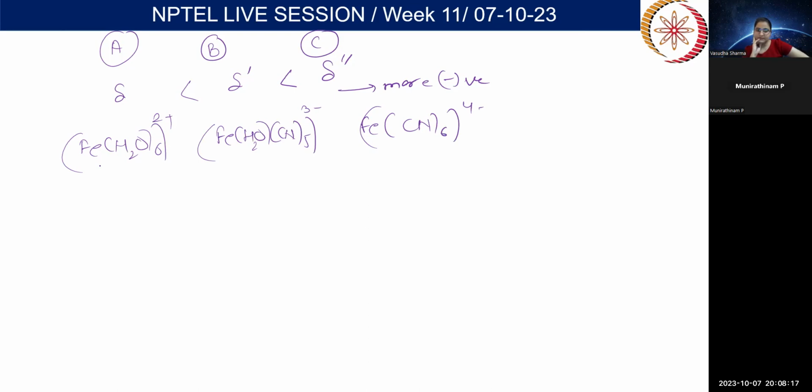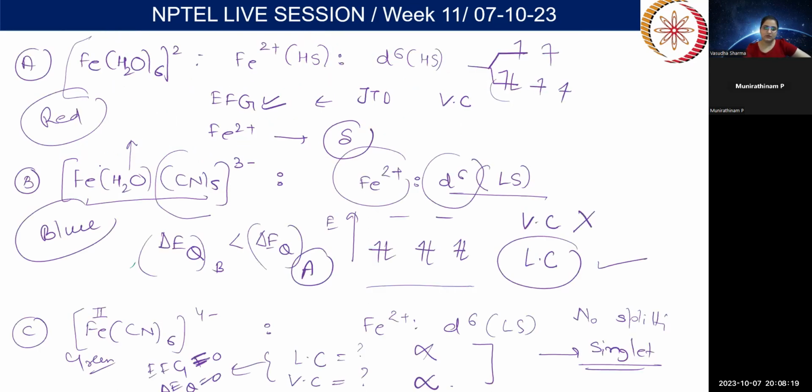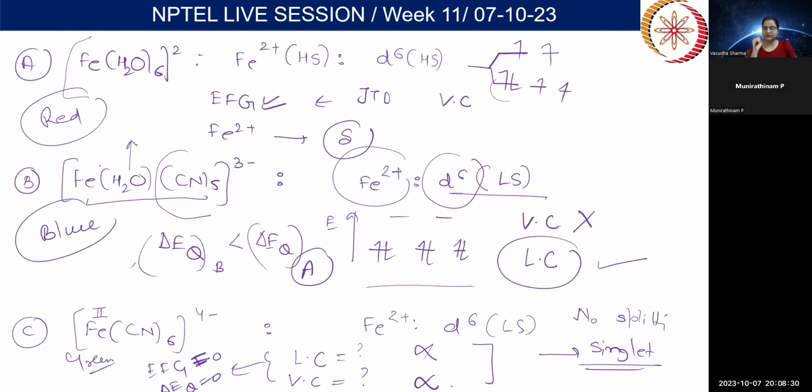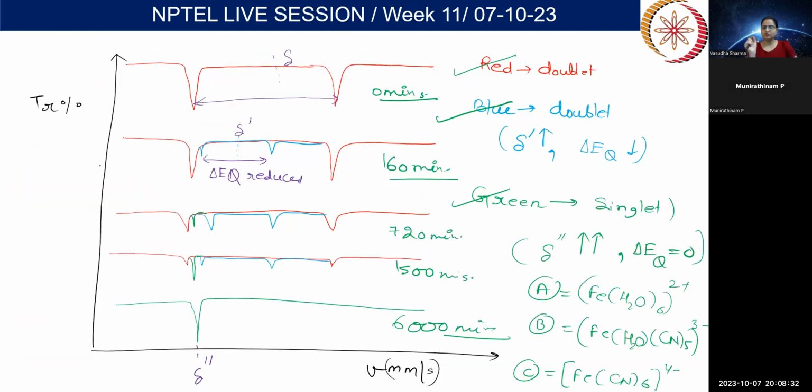And once again, tell your question now. So here we saw the splitting pattern from the electric field gradient, and the electric field gradient parameter comes from lattice and valence contribution, that we just explained. That is clear. We got to know what red is, what blue is, and what C is.